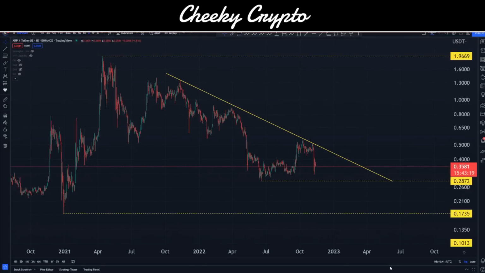As we continue to see turbulence in the crypto space, XRP continues to see some volatility. In this video, we're going to jump on down into the price action of XRP, taking a look at what's been going on most recently and what we would expect to happen next.